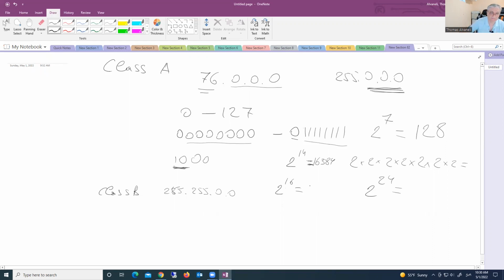Who can calculate, please? 65,536. So this means that in class B we have 16,384 total network addresses, and each network address can have by default 65,536 host addresses.